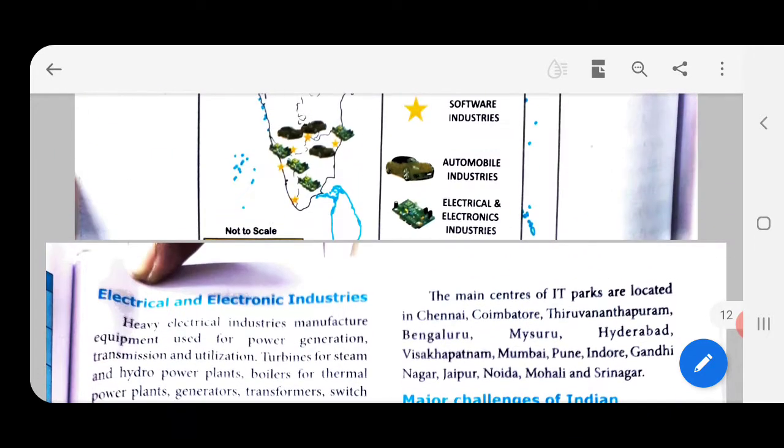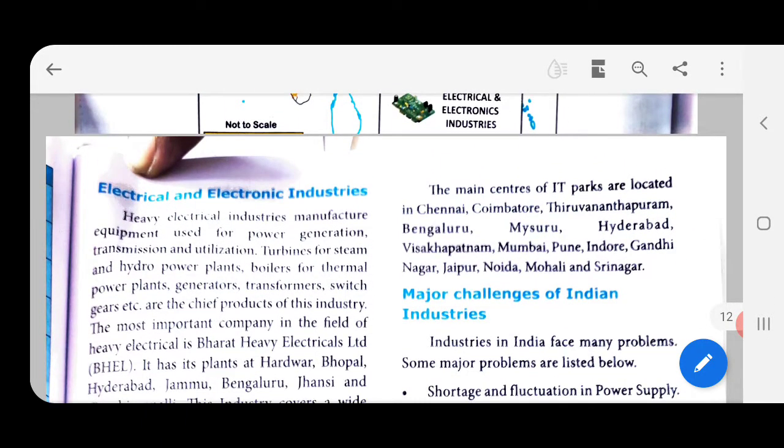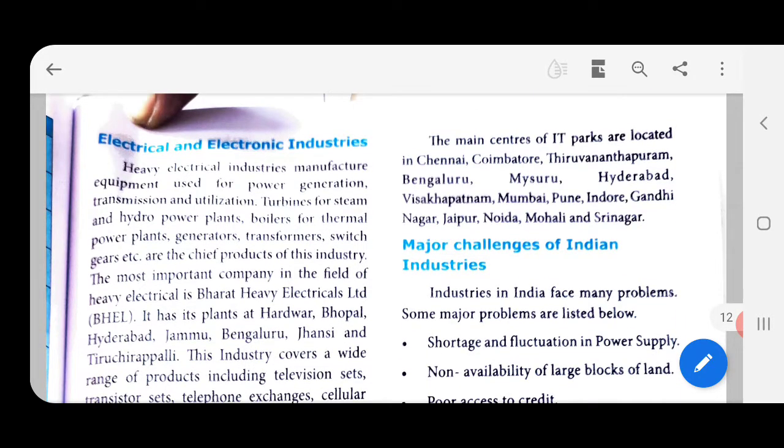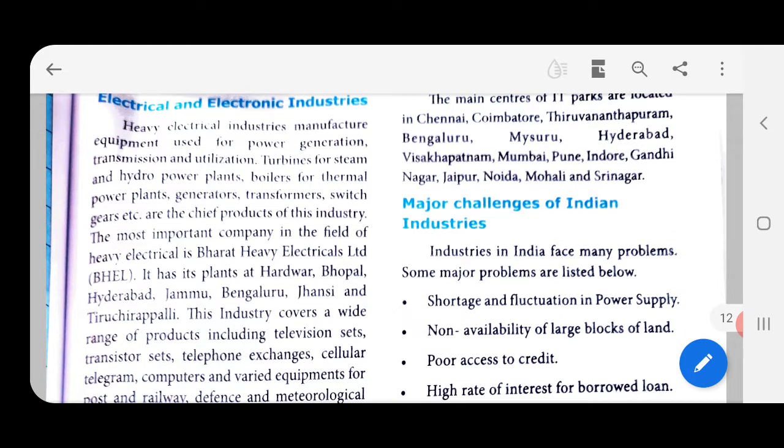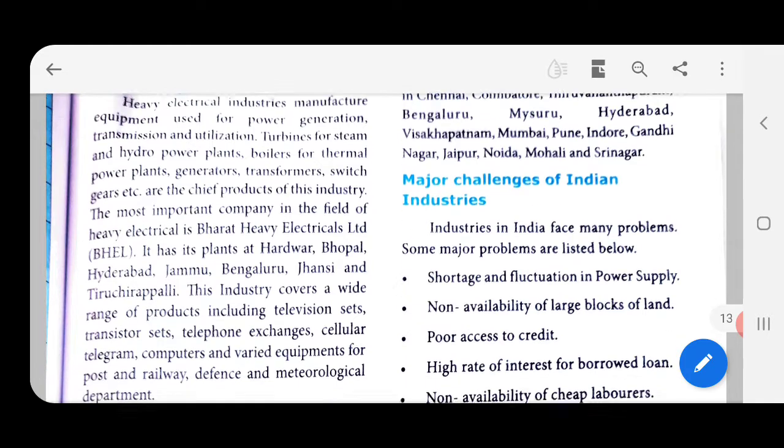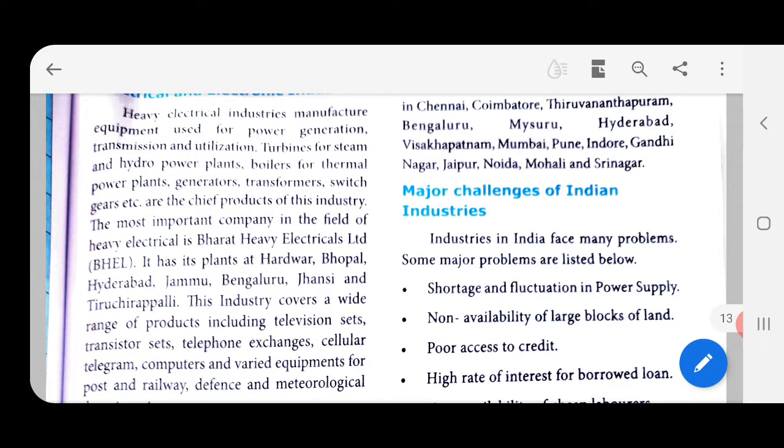The main centers of IT parks are located in Chennai, Coimbatore, Thiruvananthapuram, Bengaluru, Mysuru, Hyderabad, Visakhapatnam, Mumbai, Pune, Indore, Gandhinagar, Jaipur, Noida, Mohali and Srinagar. So, these are the places where much of the IT concerns or hubs are located.